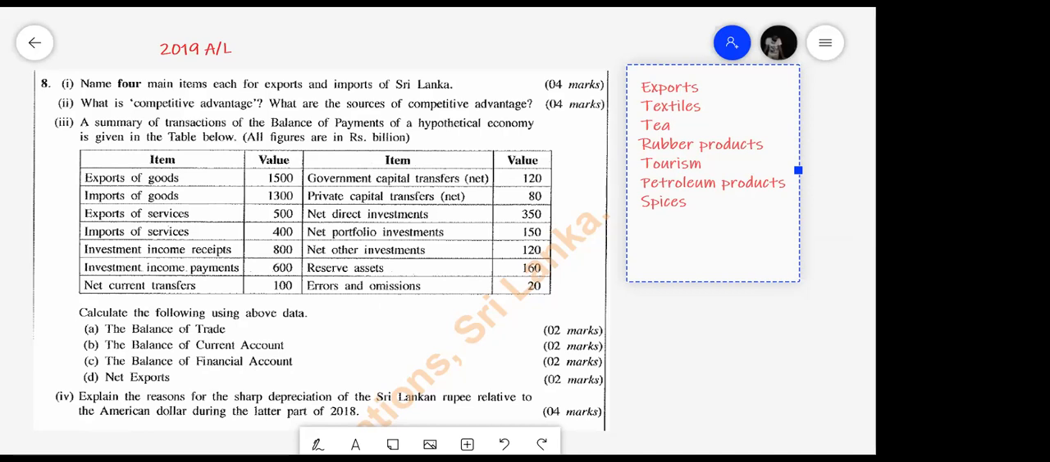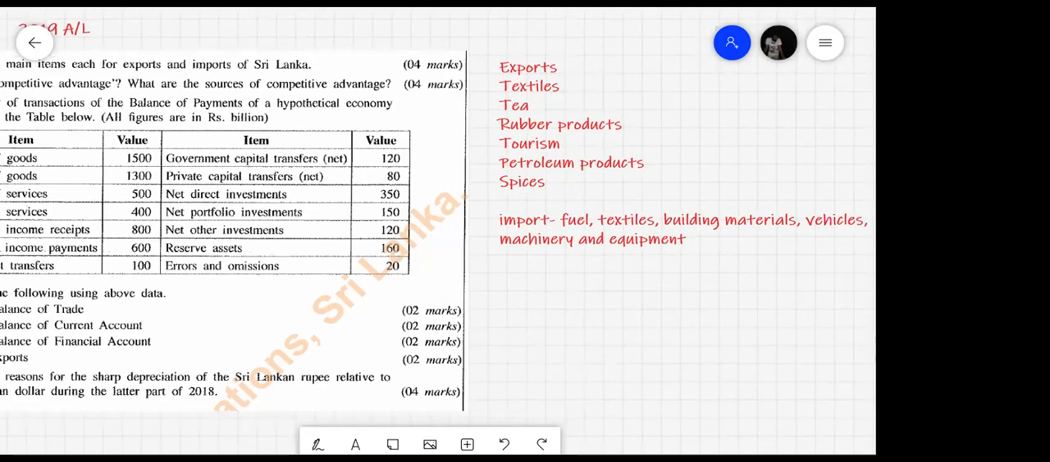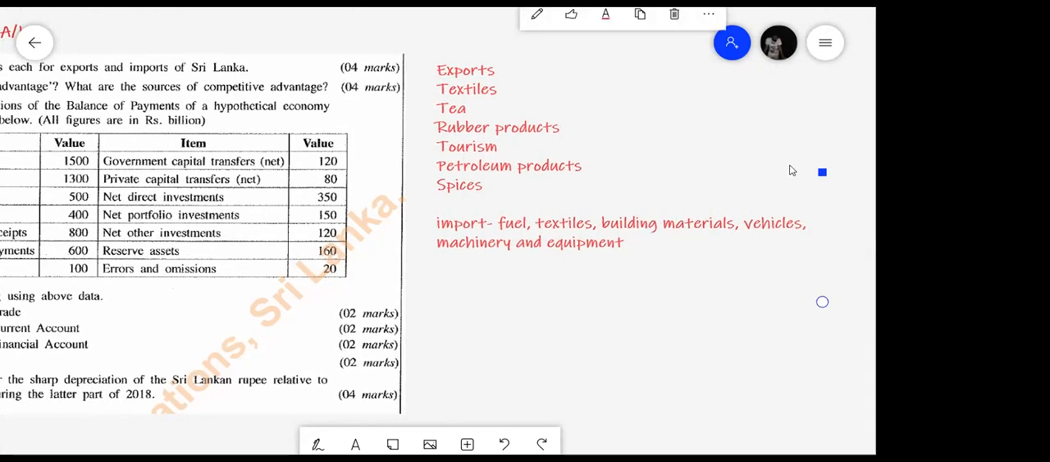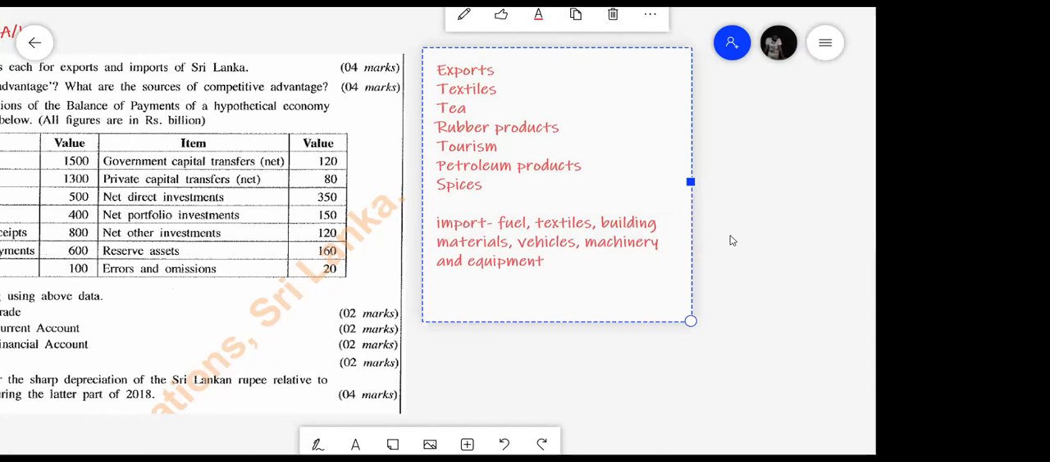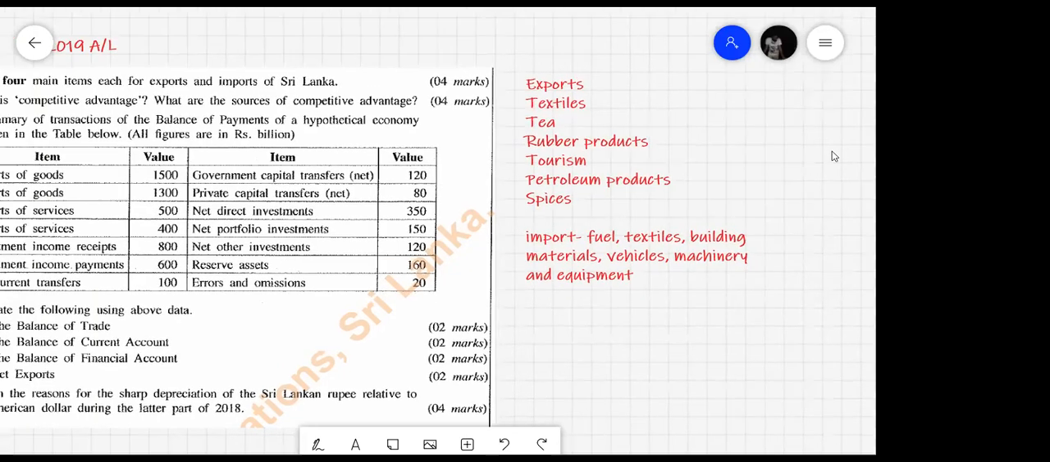Fuel, textiles, building materials, vehicles, machinery. Right, so these are our imports. I just copied and pasted one of your answers. Looks right. Okay, so yes, you can have food and beverages inside this also. Textiles, in the sense of the cloth, the thread, those things. Building materials, vehicles, machinery equipment. Yes, you can put food and beverages. Okay, fine. Fertilizer. So those are our main imports.